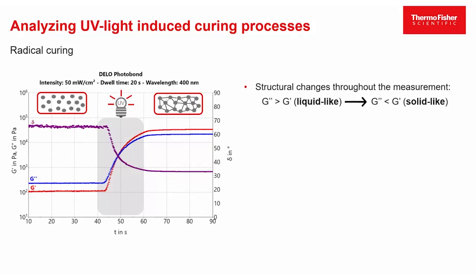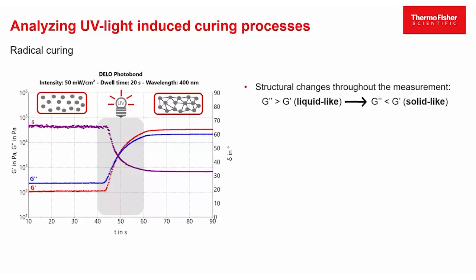On the left-hand side of this slide, you can see a UV light-induced radical curing experiment. Radical curing means that as long as there is an irradiation of the sample and there is a reactive component available, the sample will cure. If the UV lamp is switched off during the experiment or the reactive component is gone, then the curing stops. Here we used an intensity of 50 milliwatt per square centimeter, and we illuminated the sample for about 20 seconds with a wavelength of 400 nanometers.